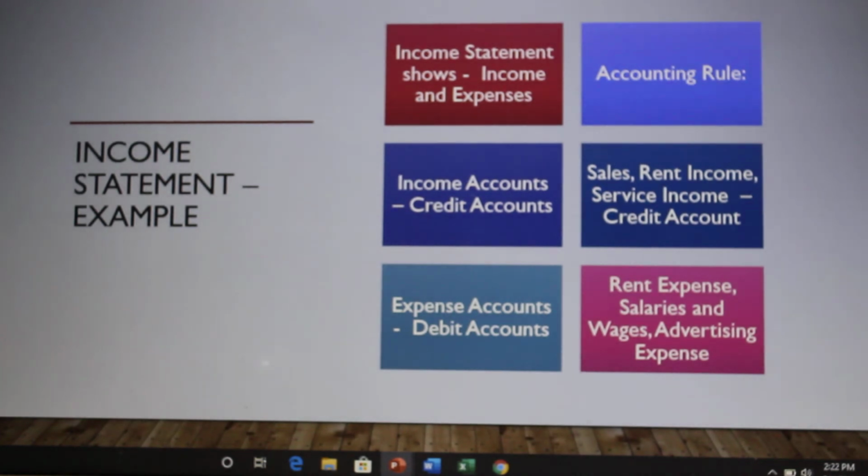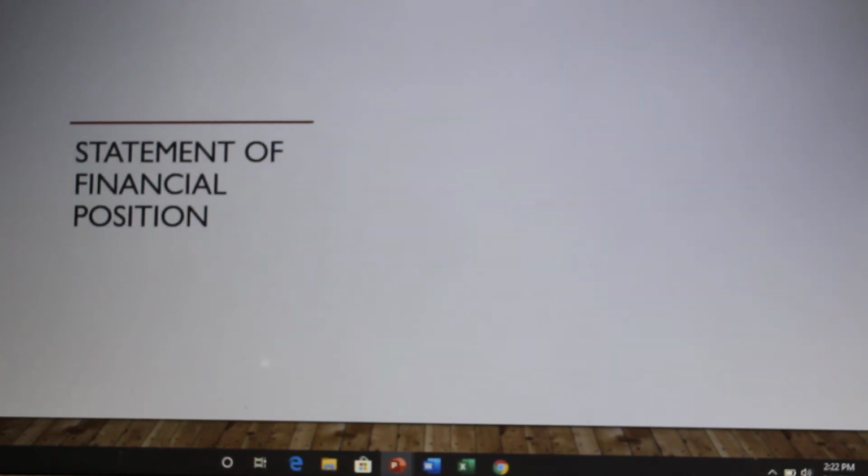Some examples are the sales account, which is a credit account. Rent income account is a credit account. A service income account is a credit account. So all of these accounts are credit accounts. Now in terms of expenses, expenses are debit accounts. So rent expense is a debit account, salaries is a debit account, wages is a debit account, advertising expenses are debit accounts.